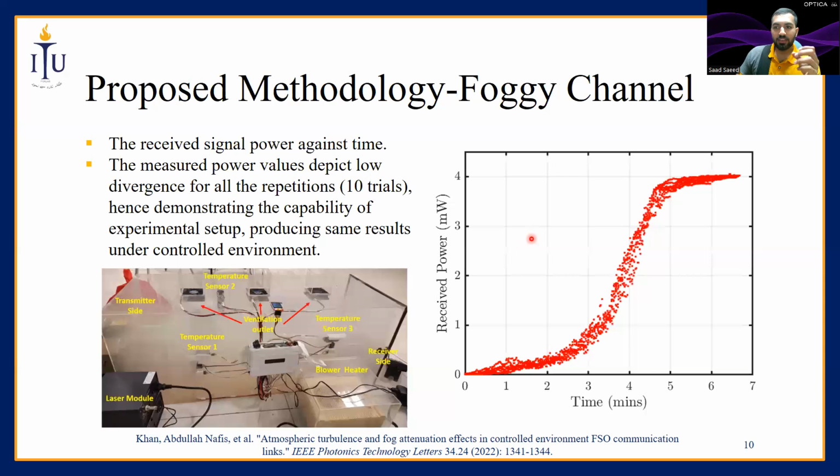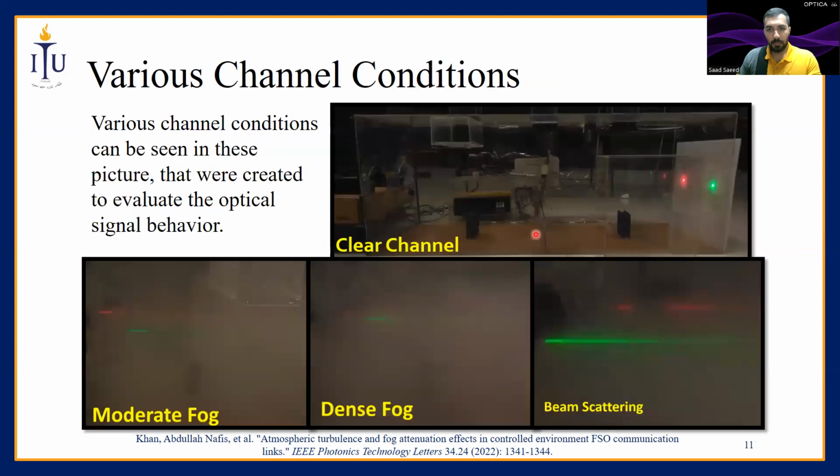Here in this plot, we can see the received signal power against time. This graph shows that the measured values have very low divergence across all repetitions, which demonstrates the capability of our experimental setup to produce the same results under controlled environments. And these are some various channel conditions, such as clear channel, dense fog, moderate fog, and beam scattering in the fog.